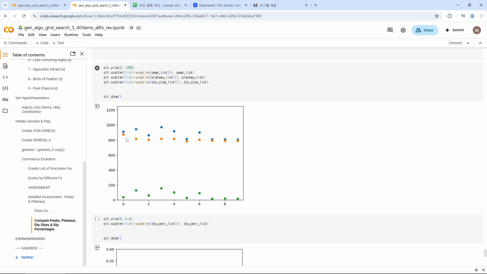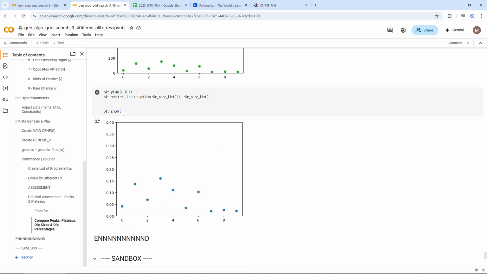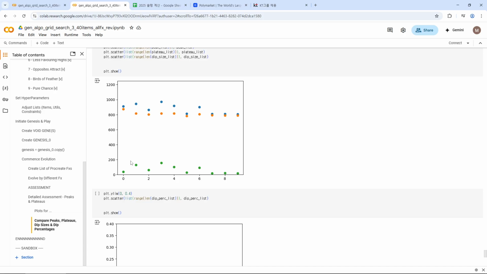And the Lonely Island, the self-replication, gives us a very low dip percentage and smaller dip sizes, while having values that are kind of on the higher half or the higher end.